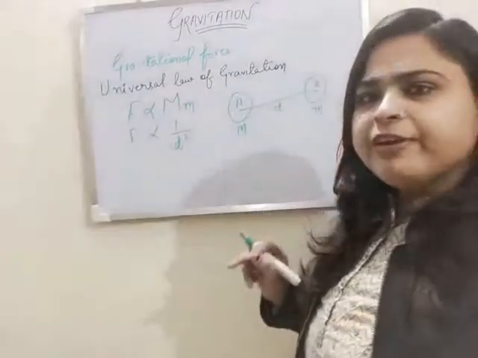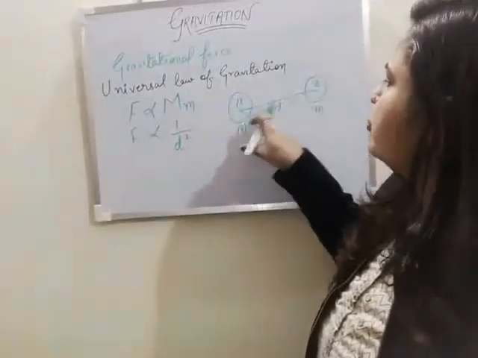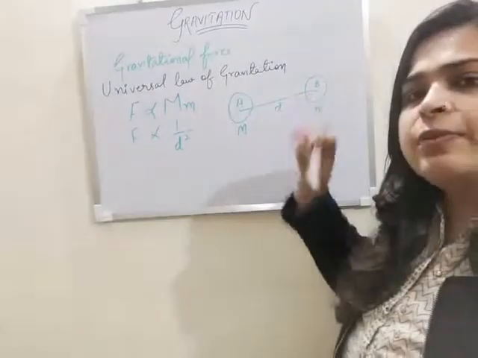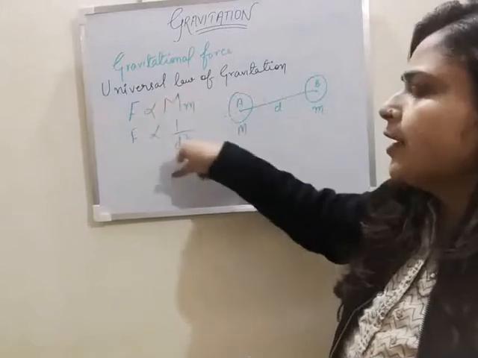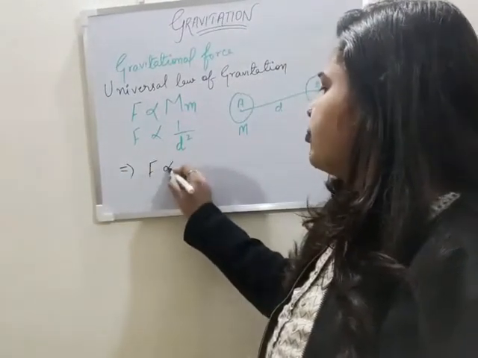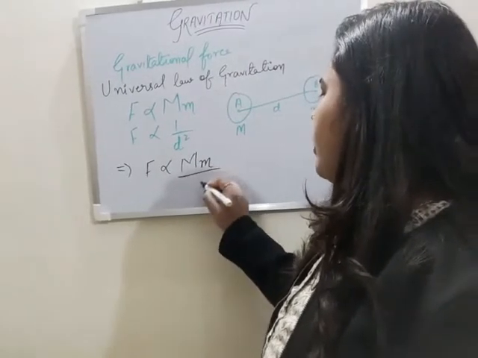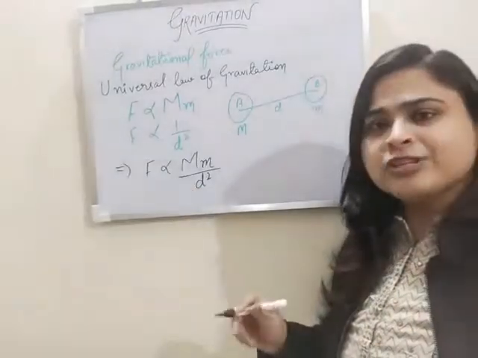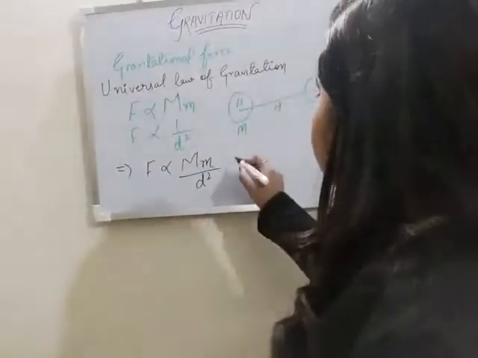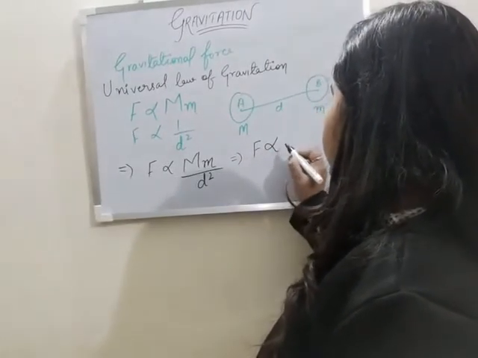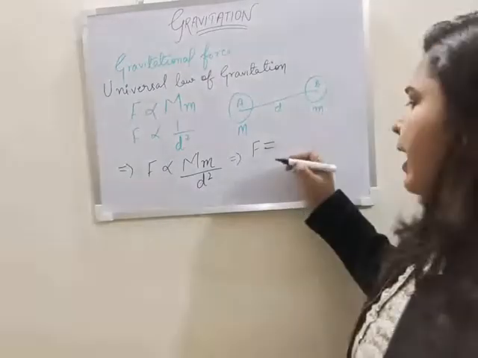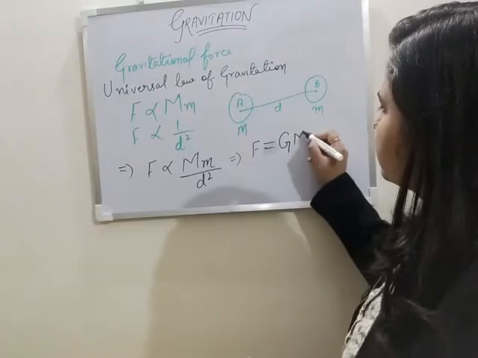According to the universal law of gravitation, the force between them is directly proportional to the product of their masses, and inversely proportional to the square of the distance between these two objects. So F is proportional to M m upon D square. Now we have a proportionality symbol, and to remove it we must consider a constant. The proportionality symbol is replaced by equals by applying the gravitation constant, which is G.